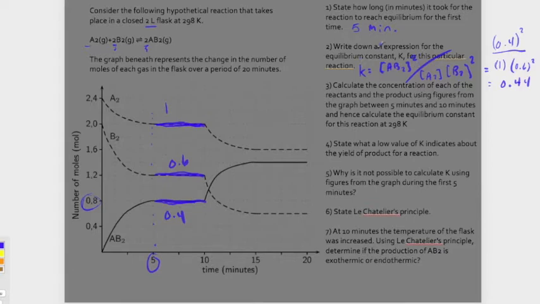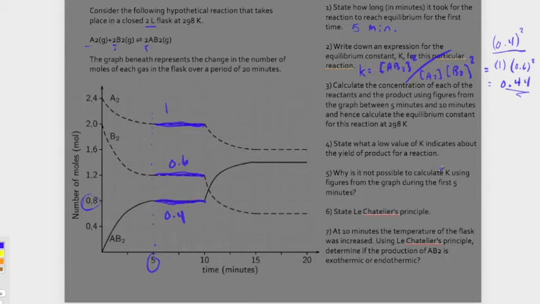So first, question 2 just asks us to write an expression for the K value, an equation that we could use to solve it. And then question 3 asks us to actually solve it, and I just went ahead and solved it. So there's the K value. State what a low K value indicates about the yield of a product for a reaction. Oh, we've already talked about that. This is kind of low, so I know that I don't get a lot of product.